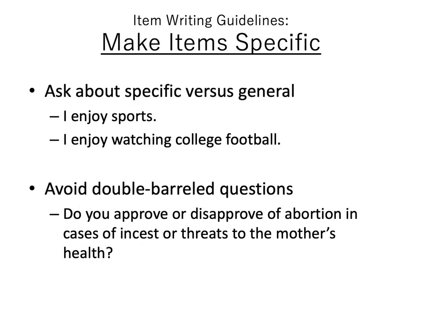Another item writing guideline is to try and make items as specific as possible, asking about specific versus general. For example, I enjoy sports versus I enjoy watching college football. Also in this is to avoid what's called double-barreled questions, questions that involve more than one question. So do you approve or disapprove of abortion in cases of incest or threats to the mother's health? In this case, this is probably better off split up into 2 or possibly even 3 different questions.